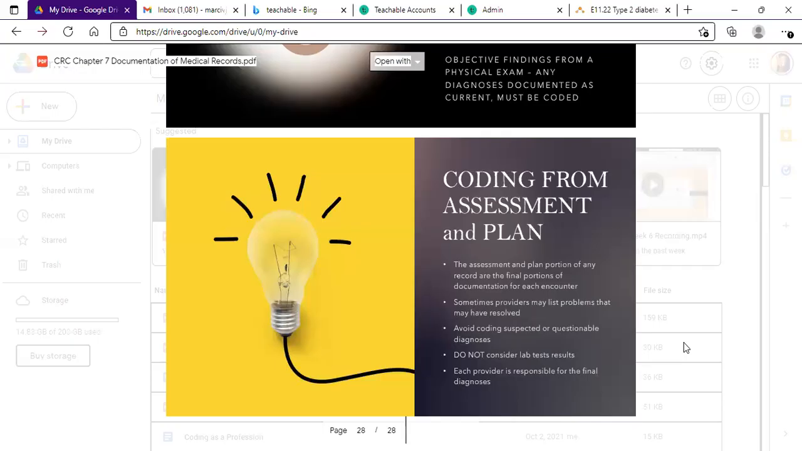I'm sorry, what was the answer for 9? Number 9, the answer is going to be A. I-69.354. That's going to be sequela with the left-sided weakness, the residual effects. I-69.354 is A for number 9. So we knew it was between A and D. So it's going to be A.